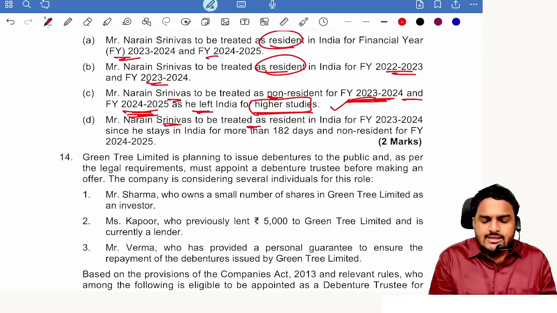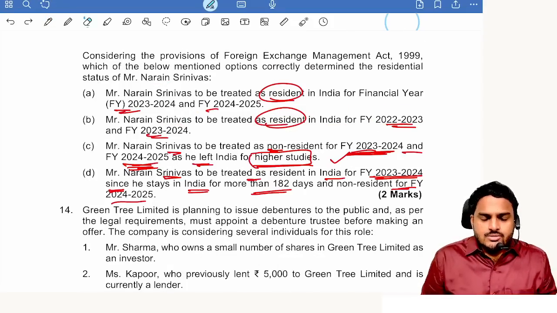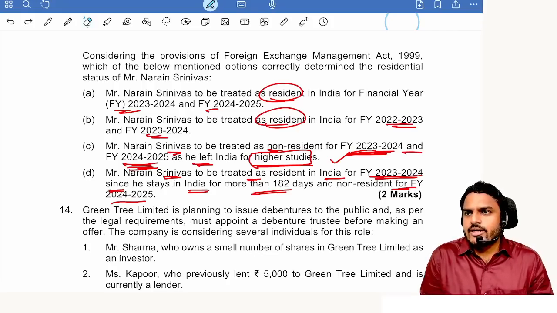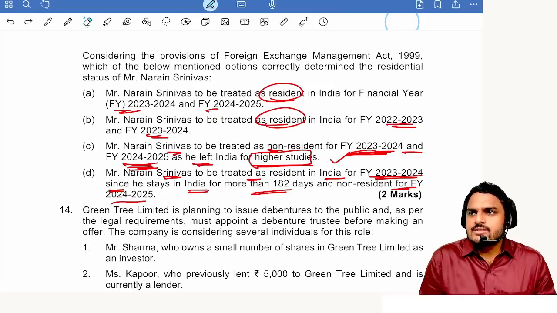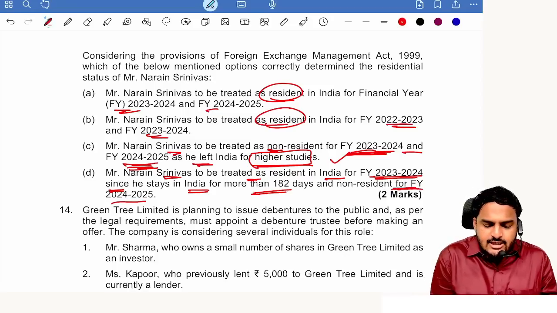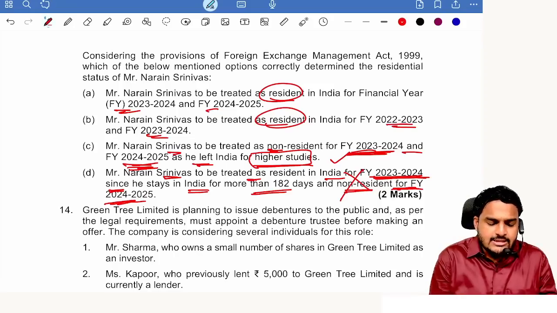Mr. Srinivas to be treated as resident in India for financial year 23-24 since he stays in India for more than 182 days and non-resident for financial year 24-25. So if you observe option D, period of stay 182 days, preceding financial year, period of stay 182 days, that condition is applicable for general cases. But if you are falling under exceptions, not applicable, correct? That means for financial year 24-25, he is a non-resident, whereas financial year 23-24, he is a resident. This is also a wrong option. So the correct option is option C.